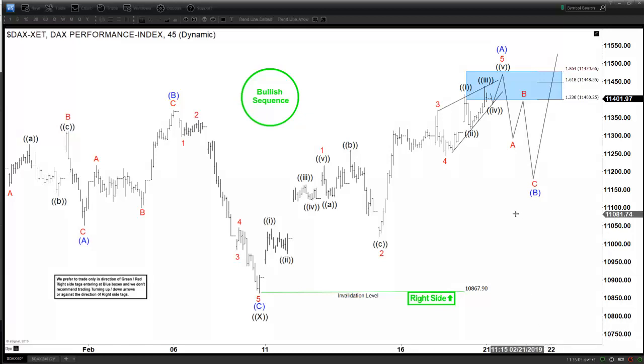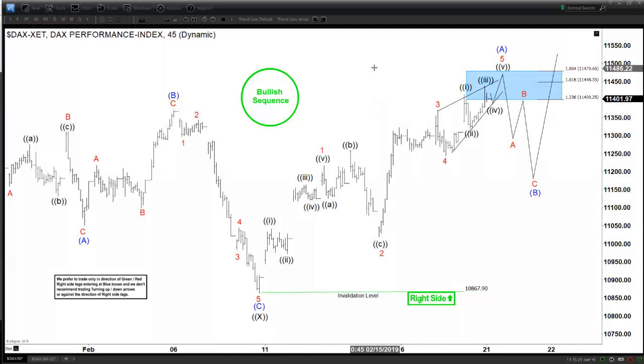So today we're going to take a look at the DAX, the German index. This is a 45 minutes chart. It's a short-term chart, similar to the 60 minutes. Sometimes we show 30 minutes or 45 minutes for presentation purposes because that will look better.